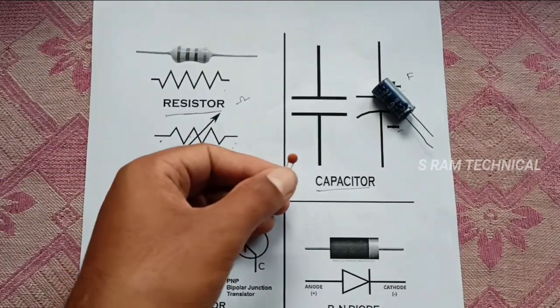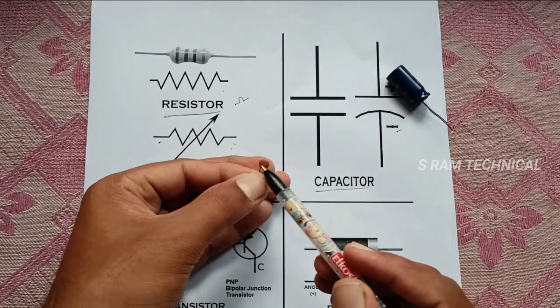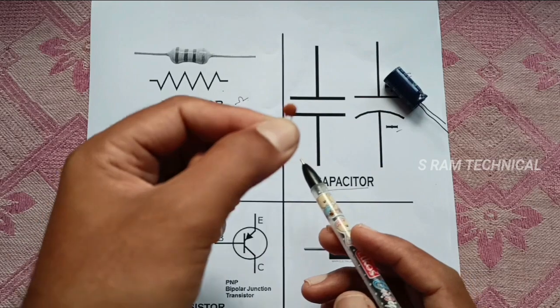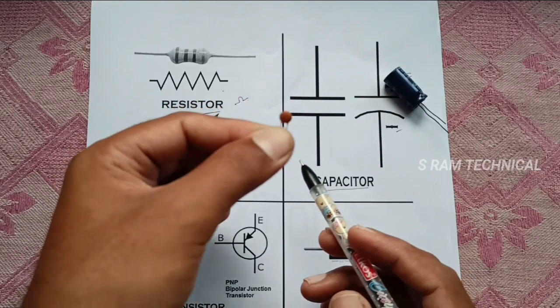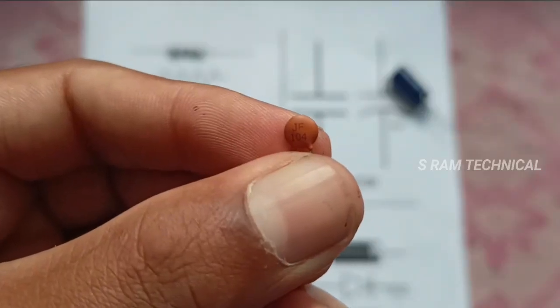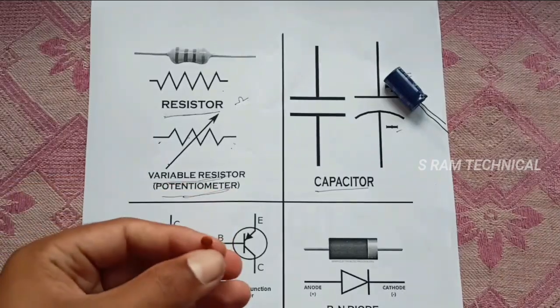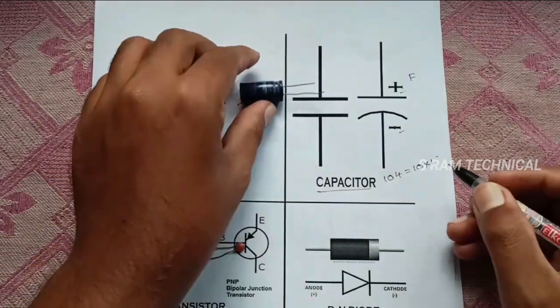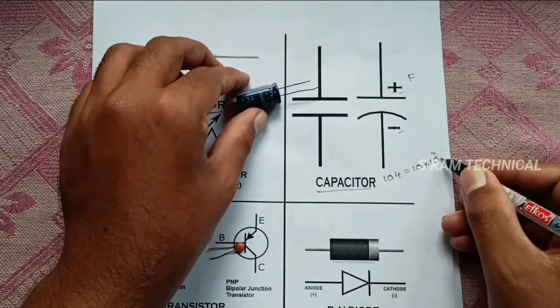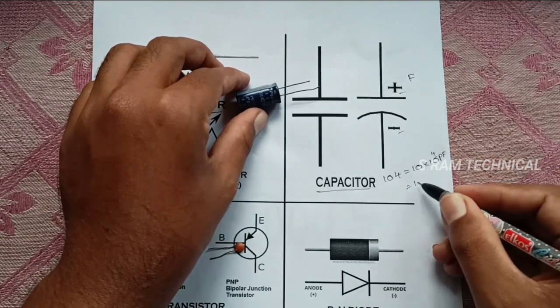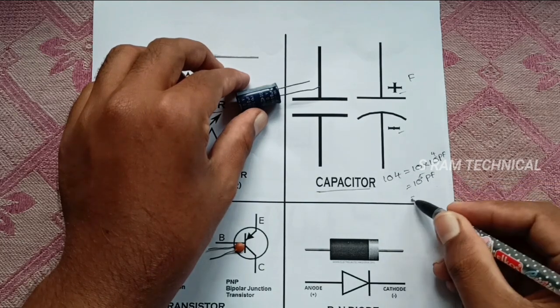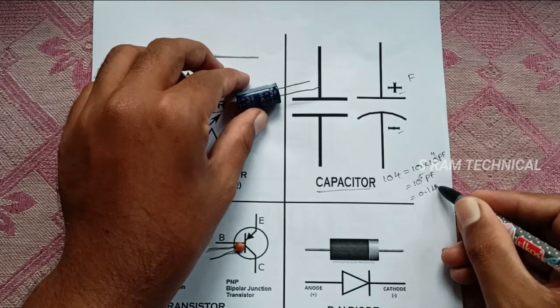This is another type called a ceramic capacitor. For these capacitors, the capacitance is not written, but they have some codes. Based on those codes, we calculate the capacitance. For this capacitor, the code is 104. 104 means 10 times 10 power 4 picofarad, which is equal to 10 power 5 picofarad, which is equal to 0.1 microfarad.